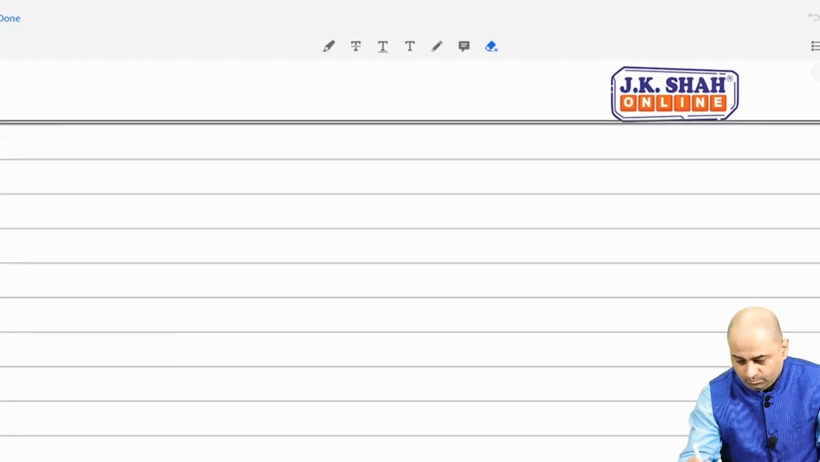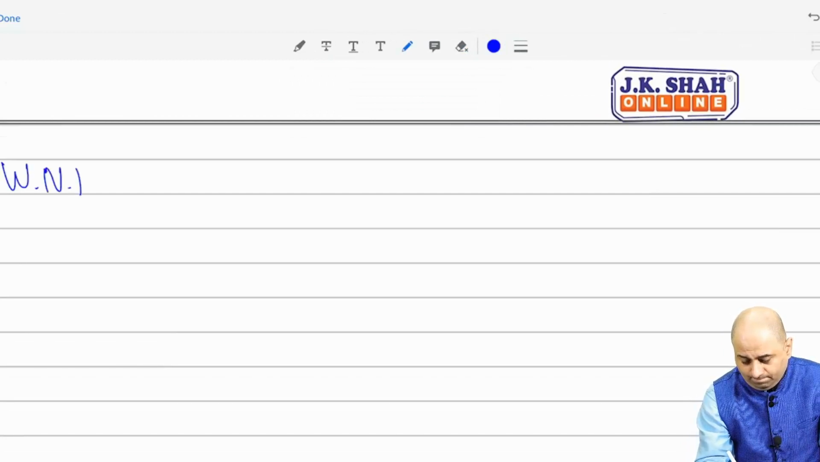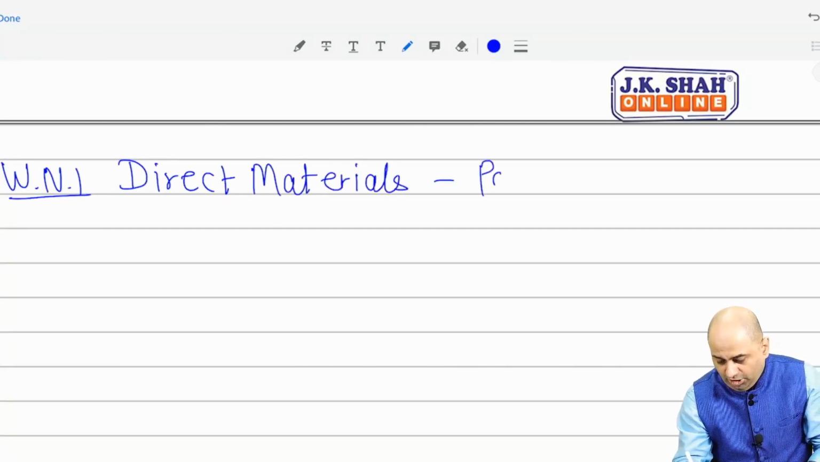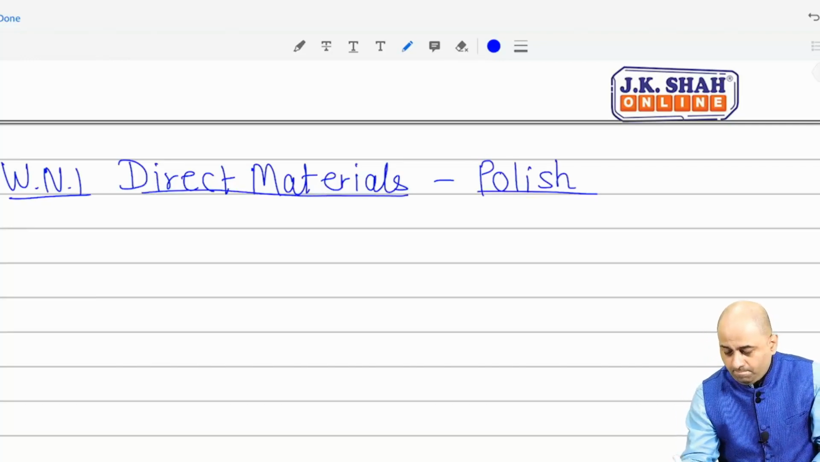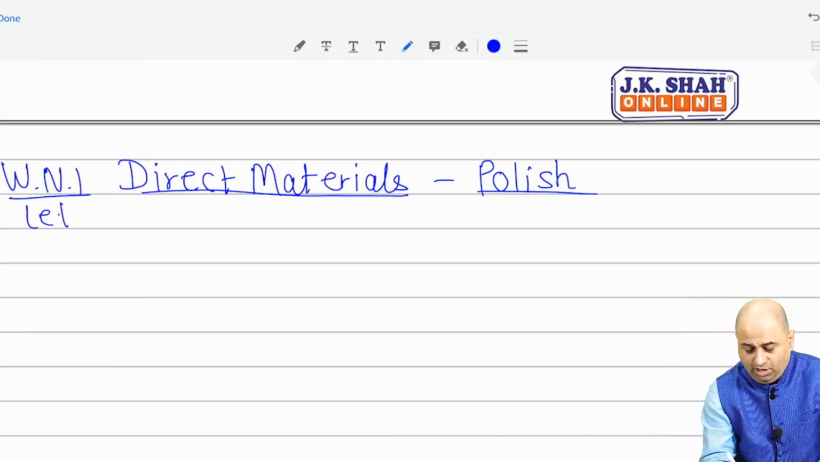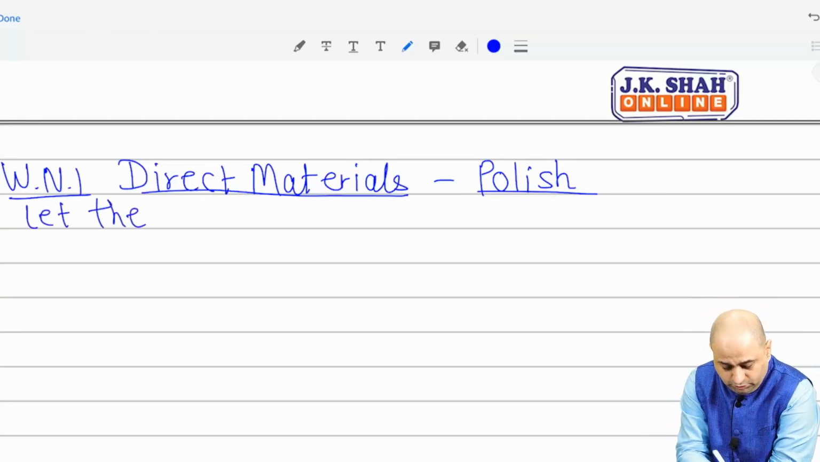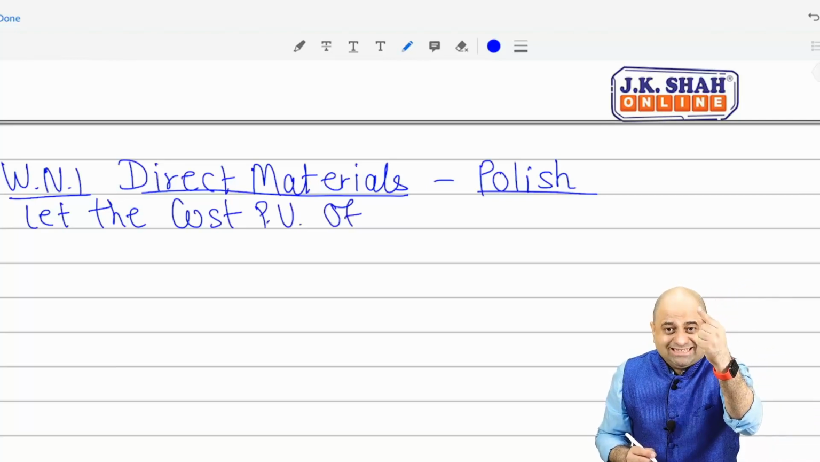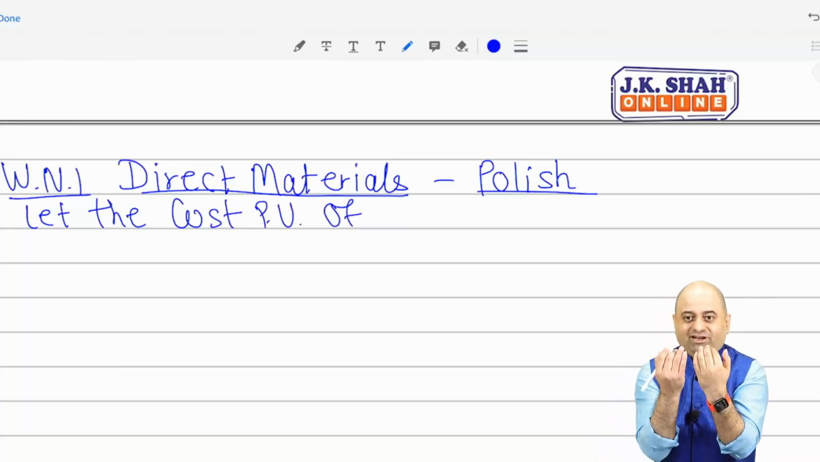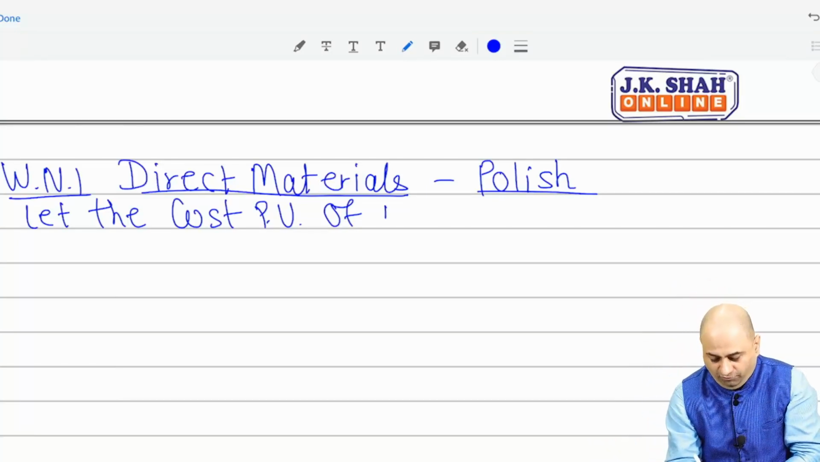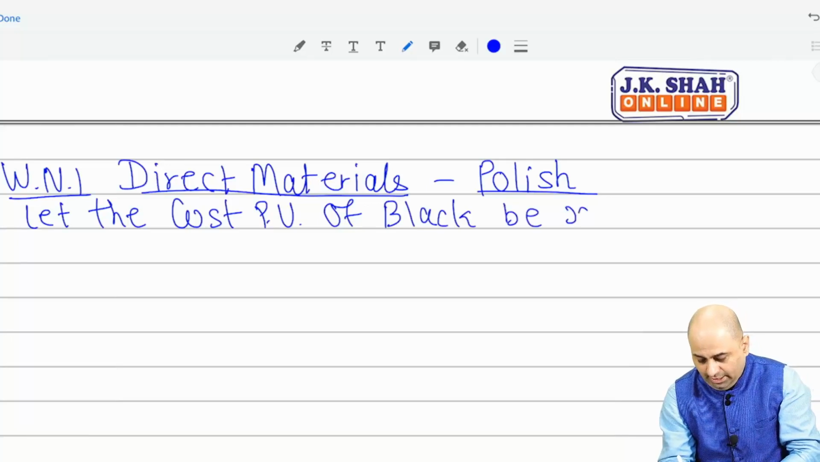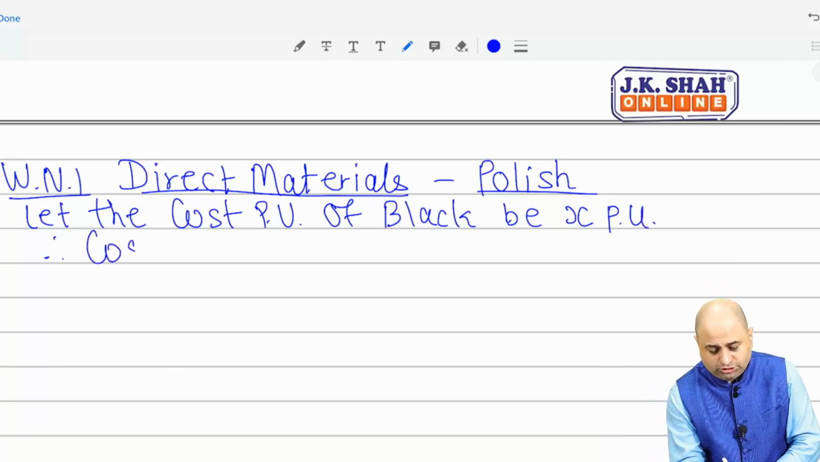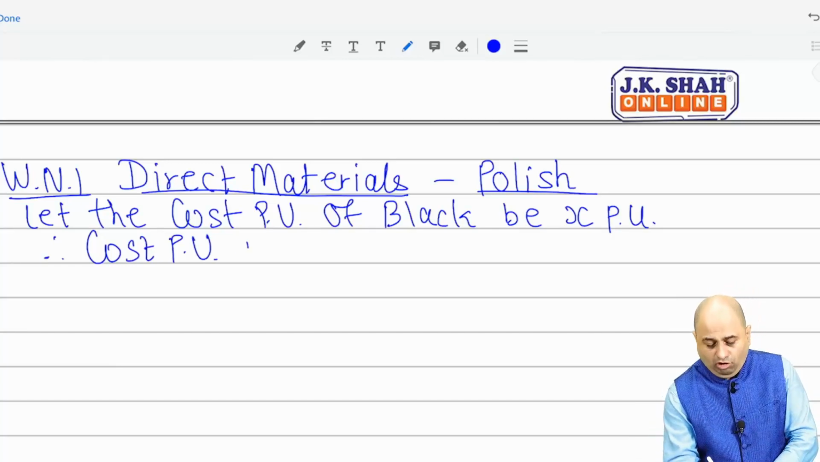Working note 1. Direct materials, but in that we are talking about polish. So I write it now. Let the cost per unit of brown's cost is higher. So I will take black as base. I will take black as X. So of black be X per unit. Therefore, cost per unit of brown.